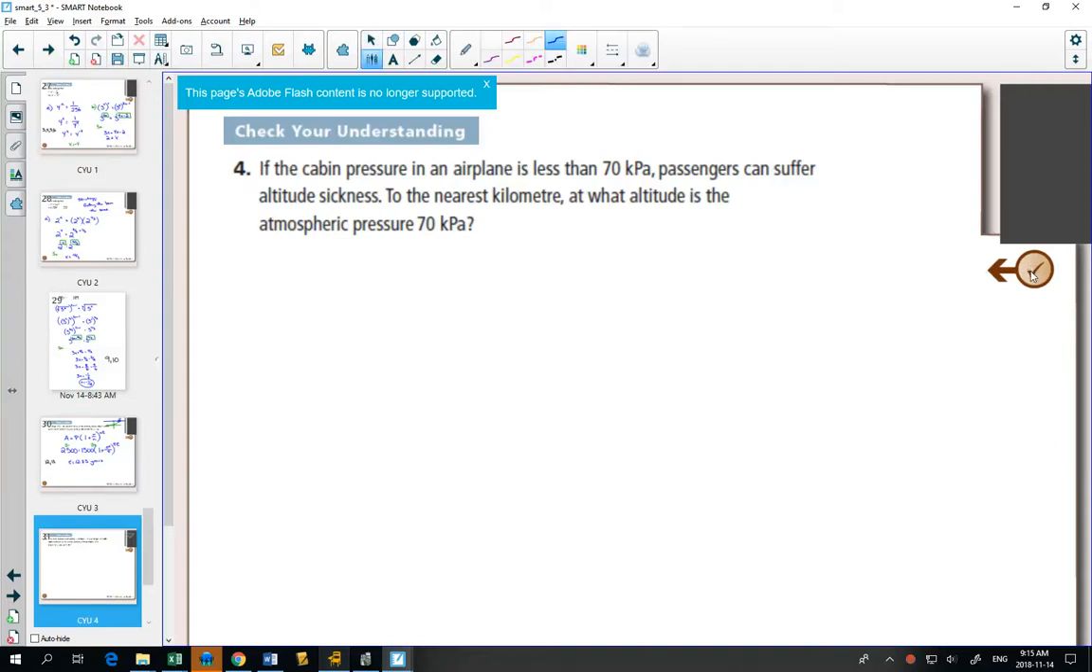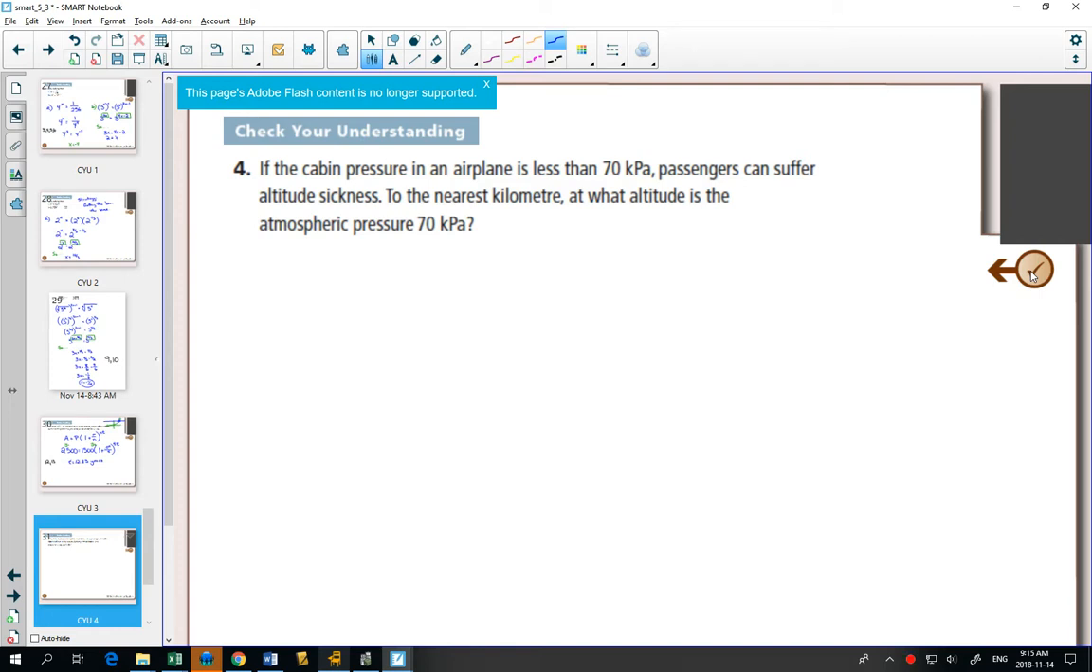So the higher you go up in the air, the lower the air pressure is. This example looks at the cabin pressure of an airplane. If it is less than 70 kilopascals, you can suffer altitude sickness. At what altitude do you have to be for atmospheric pressure to be less than 70 kilopascals?